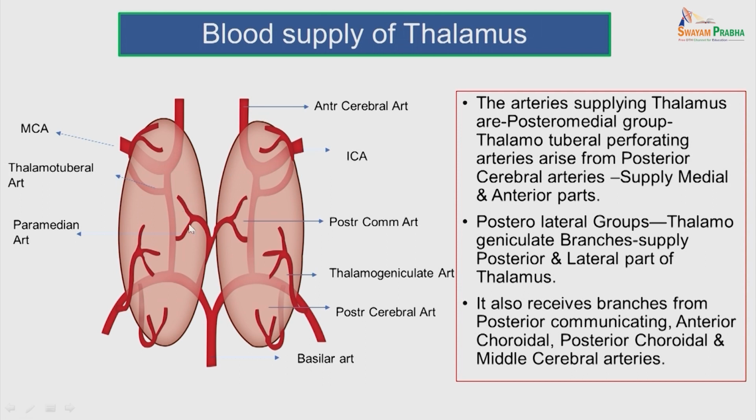It not only receives these branches, but there are other arteries which participate in supplying the thalamus, like the posterior communicating artery, the anterior choroidal artery, and then we have the middle cerebral arteries.